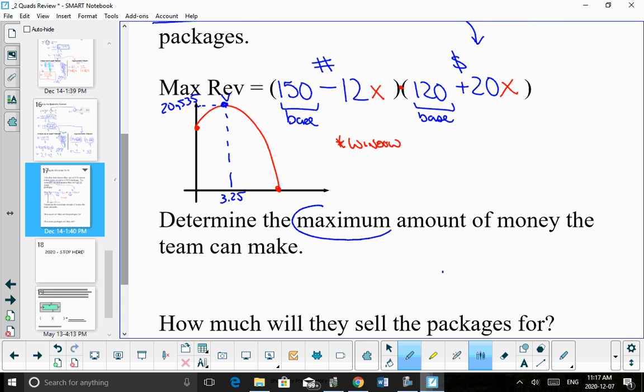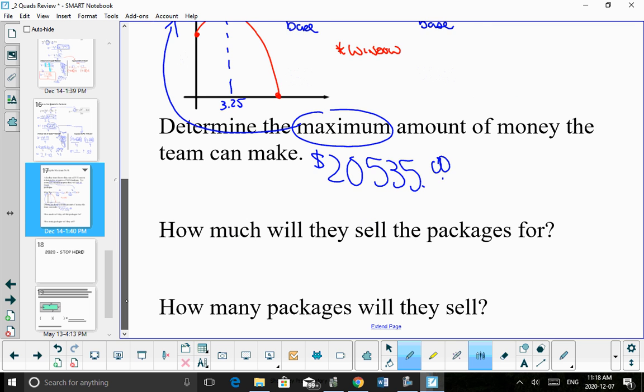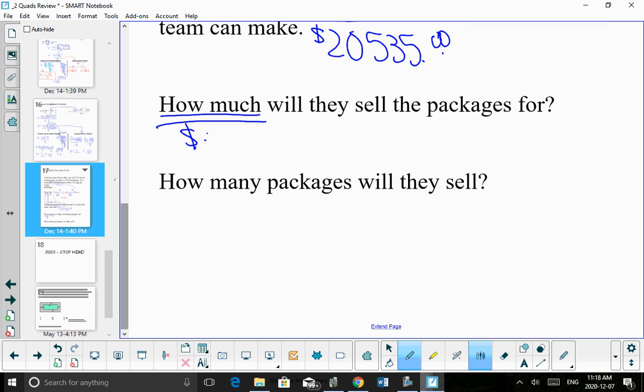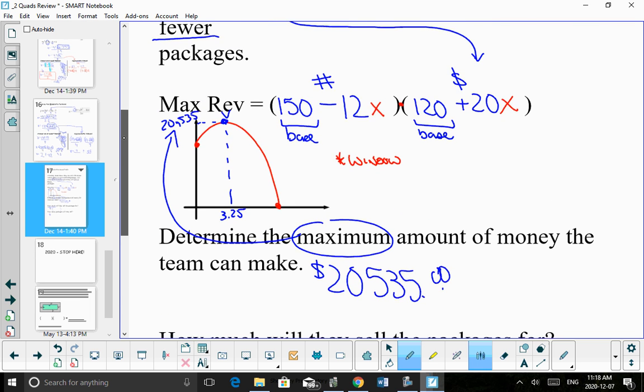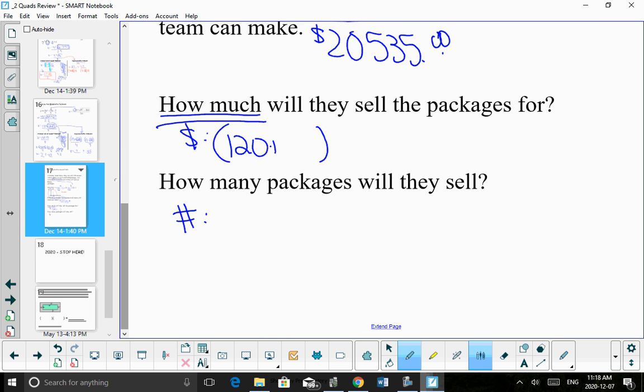So the maximum amount of money will always be this number right here. So that's the maximum amount of money that this team is going to make. Now, how much will they sell the packages for, and how many packages will they sell? Okay, so how much, this is the dollars. And how many, this is the number. So what you do now is you rewrite your brackets. My dollars bracket was 120 plus 20x, and my number bracket was 150 minus 12x.